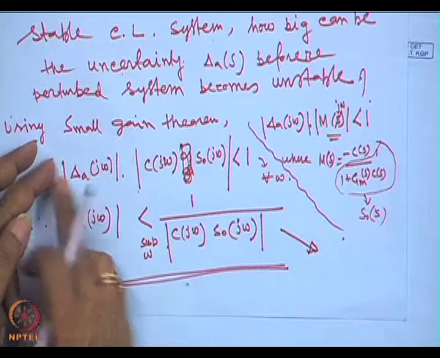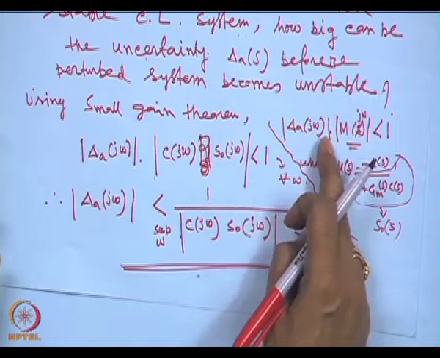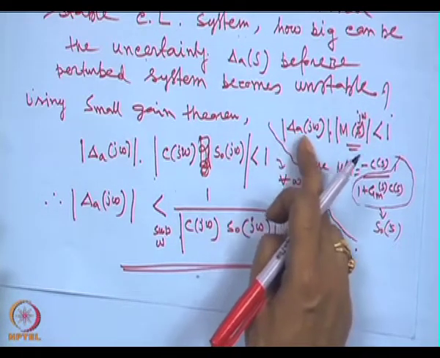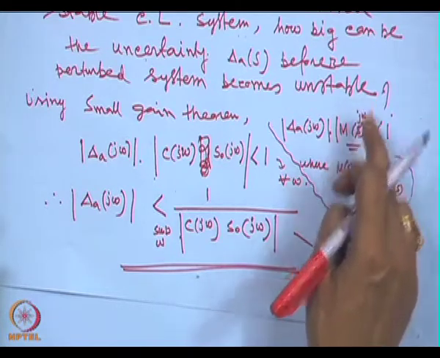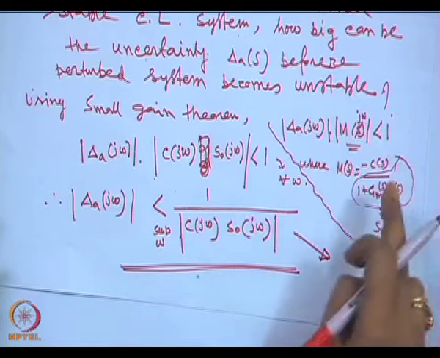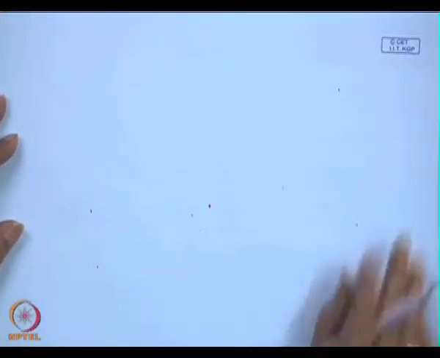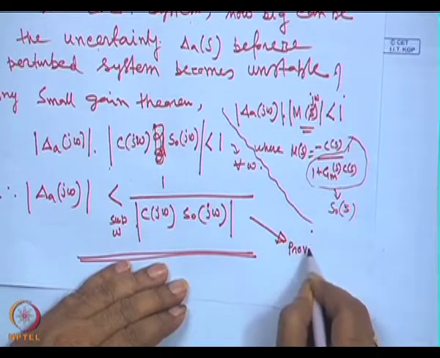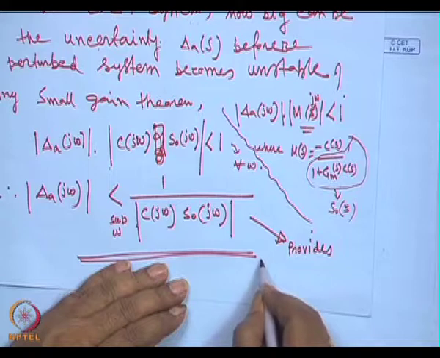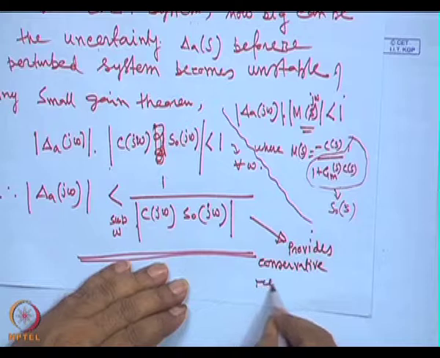Actually, what is the condition for the Nyquist stability criterion? The absolute value of delta A into M(j omega), whole mod, less than 1. Then we have written the individual product, and that is why the small gain theorem provides conservative results.